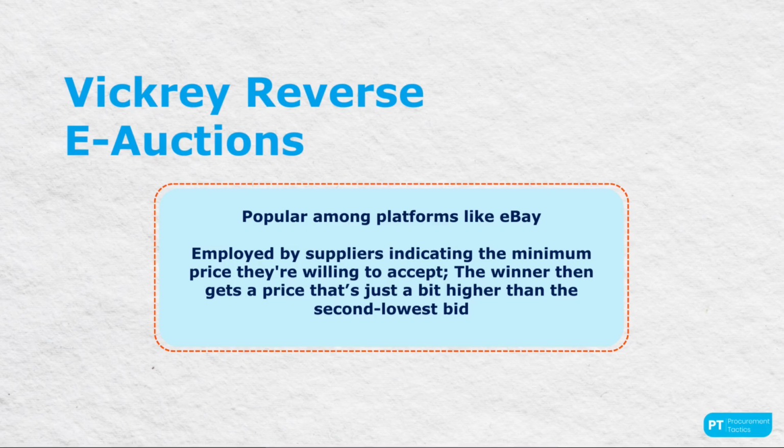Vickrey reverse e-auctions. Vickrey reverse e-auctions are popular among platforms like eBay. In procurement, the reverse Vickrey e-auction is employed by suppliers indicating the minimum price they're willing to accept. The winner then gets a price that's just a bit higher than the second lowest bid. This type of auction can either be a single step or can have multiple rounds. Platforms that hold these auctions keep bid prices confidential from the buyer and calculate the final price for the winner. Other versions of this auction show rank and price or allow adjustments of the bids.